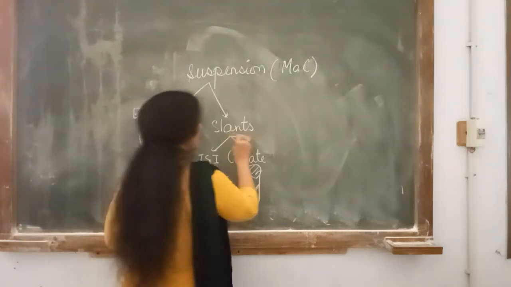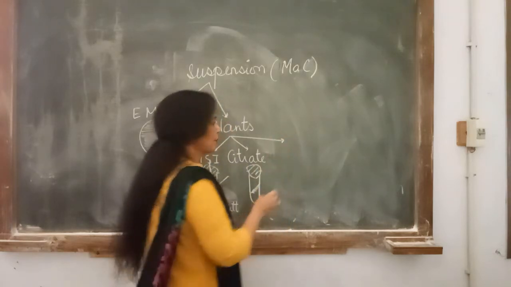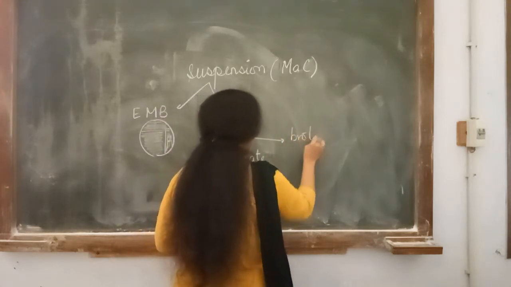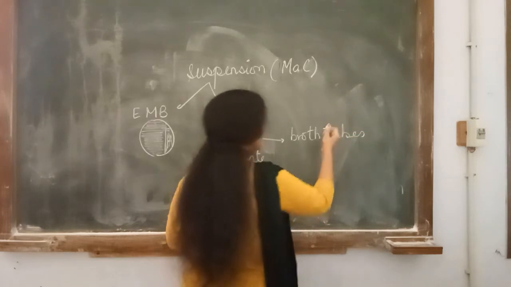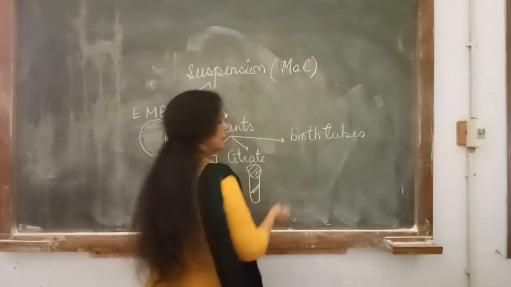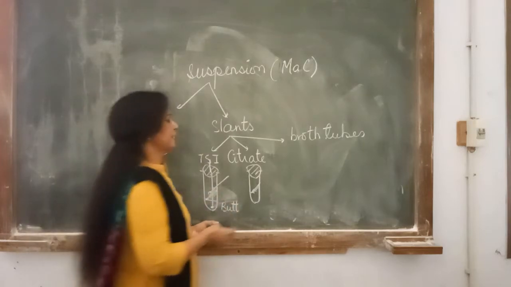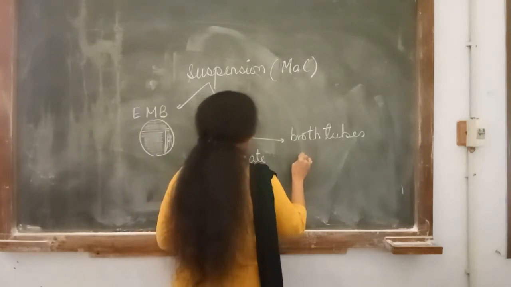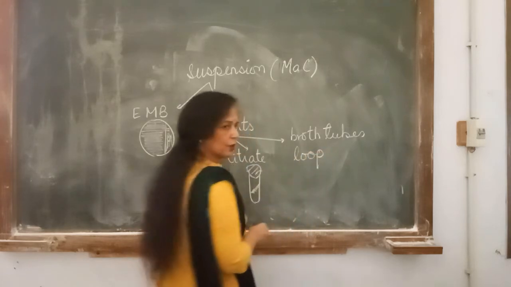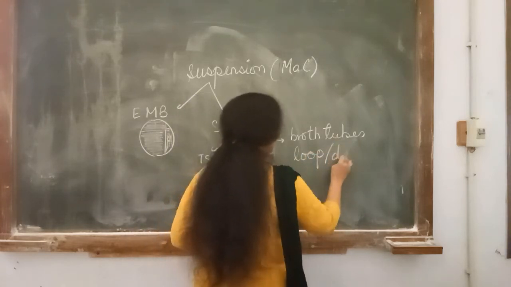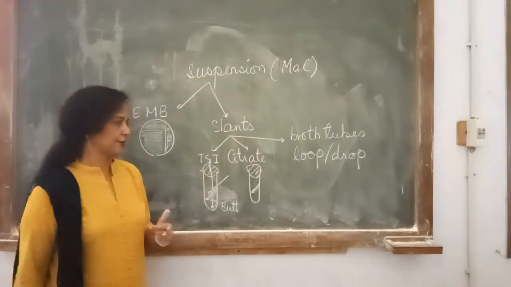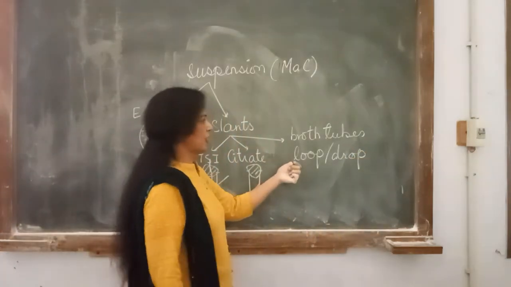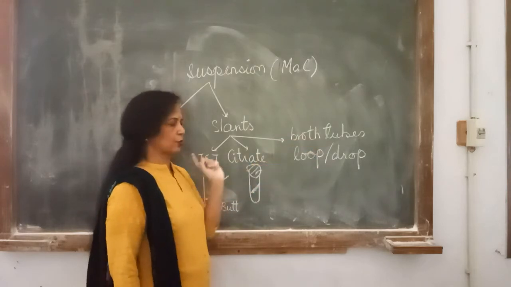Okay. Now then after, the third category is of growth tubes. All the tubes which are having liquid inside. So all these growth tubes are inoculated with the help of nichrome wire loop, either with the help of loop or addition of just a growth. Okay, so that is sufficient. So with the help of nichrome wire, all the growth tubes are inoculated.